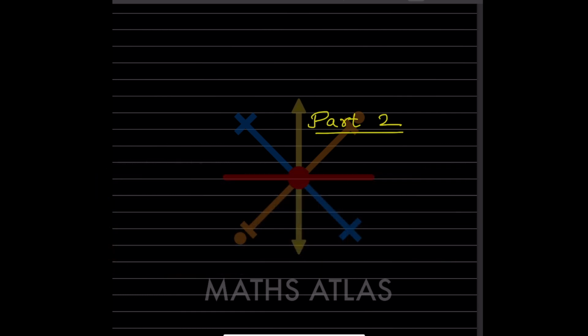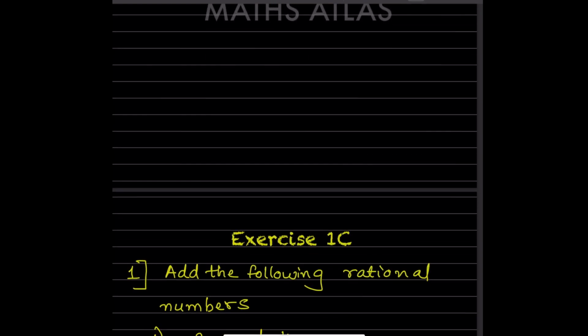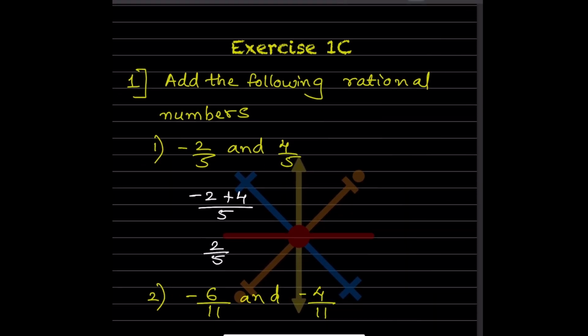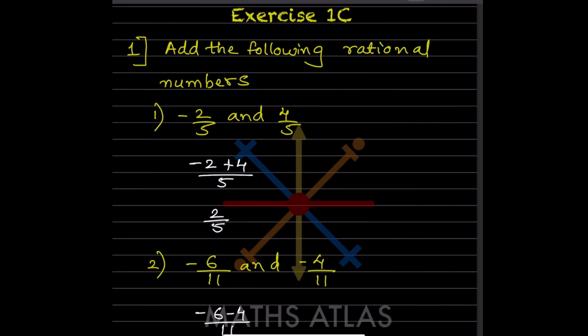So today let us do part 2 of the same chapter, that is chapter number 1, rational numbers. We have already done exercise 1A and 1B in the previous video. Now let us see 1C. Here, add the following rational numbers. These are the numbers given and you have to add them.